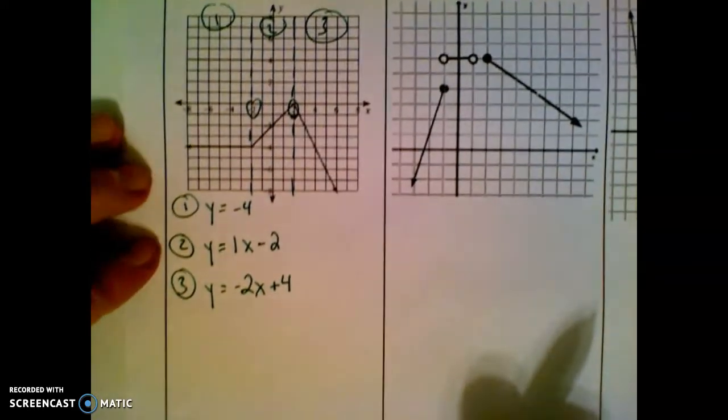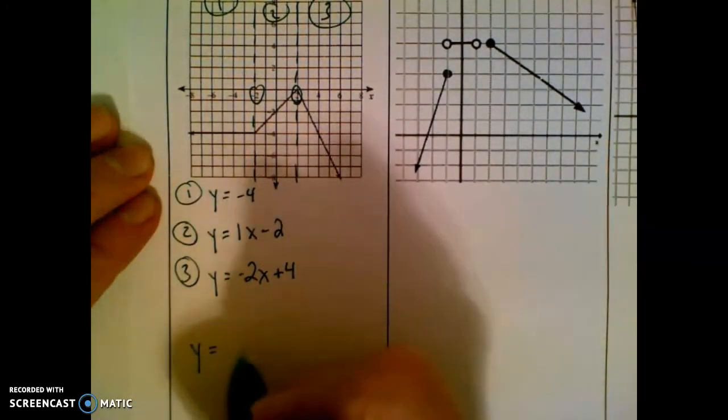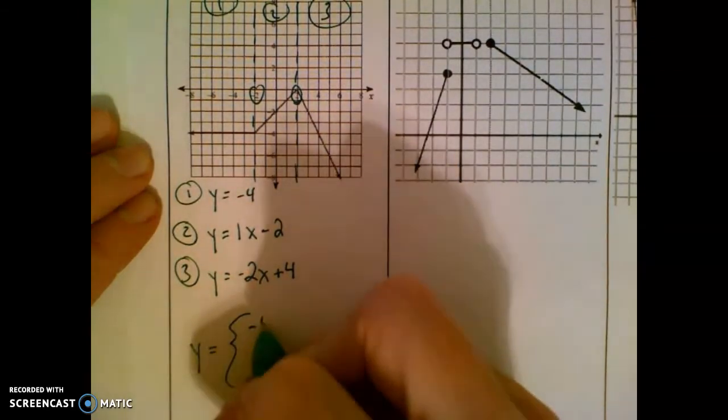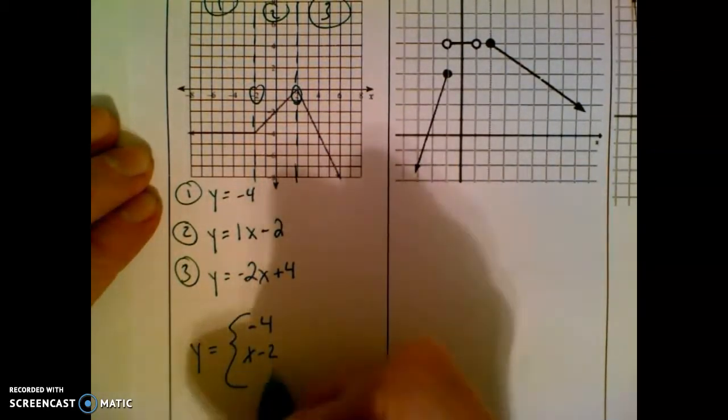All right, so take these guys. And I'm going to say y equals, big curly bracket, and fill in all of these equations. And then we're going to fill in the restrictions.